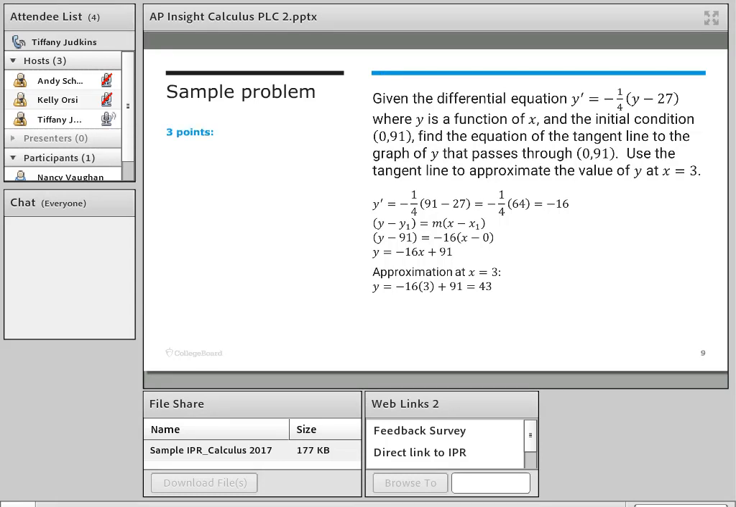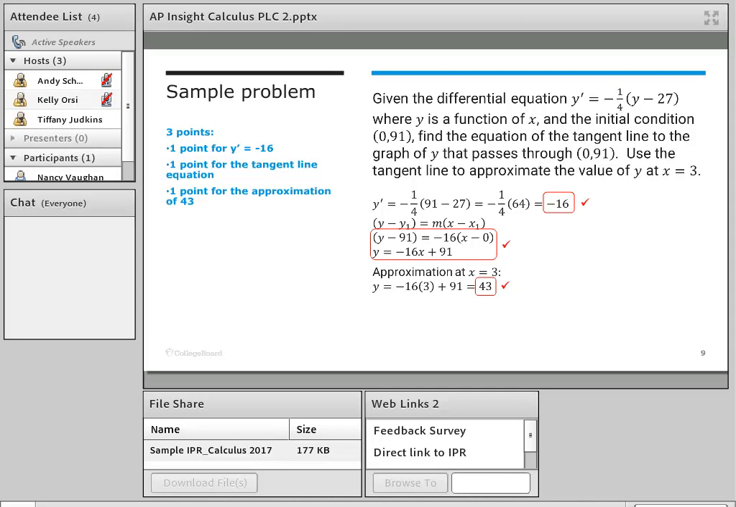If we were going to score this type of item, if this was an open-ended question, it would basically boil down to 3 points. You get a point for the slope being -16, you get a point for the tangent line equation, and then you get a final point for the approximation of 43. Pretty cut and dry procedural thing.